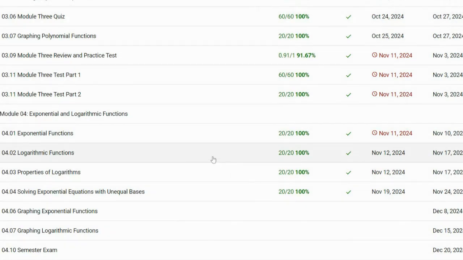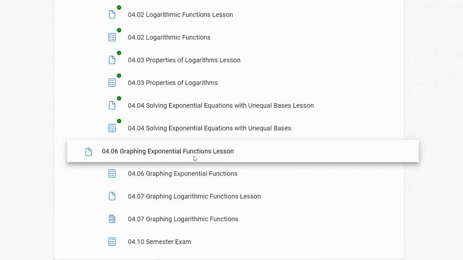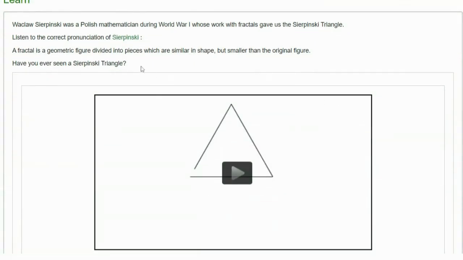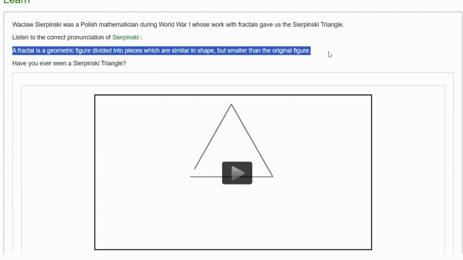So let's get to it here. 406. There we go. Graphing exponential functions lesson. Oh, that's right. Wacław Sierpiński. Wacław. You don't see that name much. If you need a name for a child later on, consider Wacław. He was a Polish mathematician back during World War I who did work with fractals. Fractals is using shapes that are all repetitive. A fractal is a geometric figure divided into pieces which are similar in shape but smaller than the original. So that's what a fractal is. But he invented and created the Sierpinski triangle.